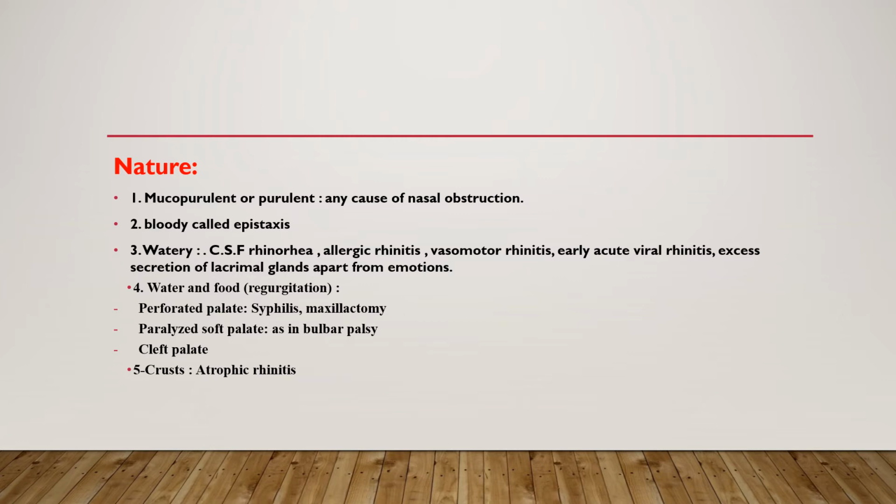What if there's food and water from the nose, which is called regurgitation? It can be found in a perforated palate, like in syphilis and after maxillectomy, or paralysis of the palate, as in bulbar palsy, and in cleft palate patients. And it can be crusts, as in atrophic rhinitis and in cocaine addiction.